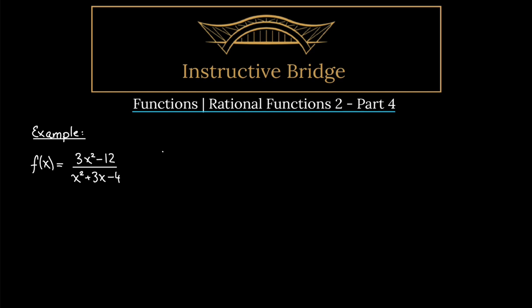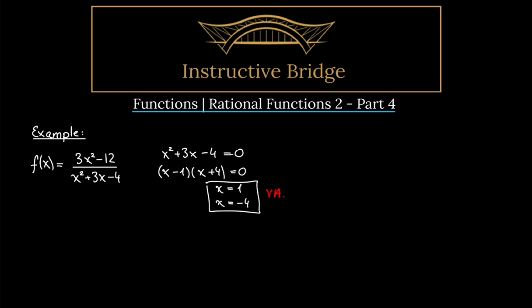We have a denominator, which is given by x squared plus 3x minus 4. Now we know that this can't be equal to 0. So technically, let's just solve this equal to 0. It's just a quadratic function. We can solve this using factorization. It's given by x minus 1 times x plus 4. So that means x can be equal to 1 and x can be equal to negative 4. These two values here, 1 and negative 4, are going to be our vertical asymptotes.